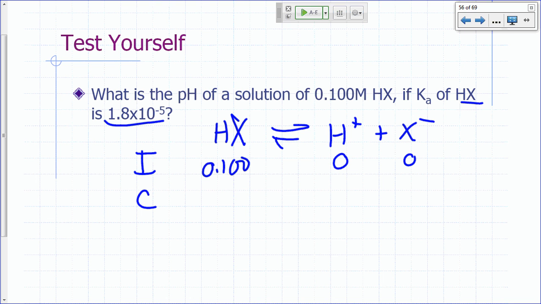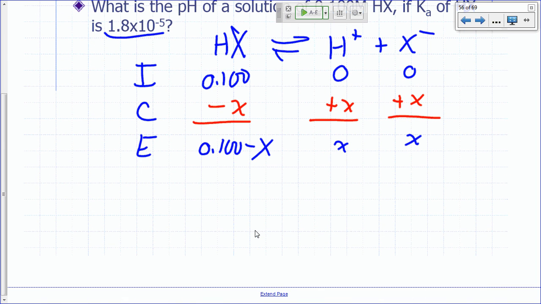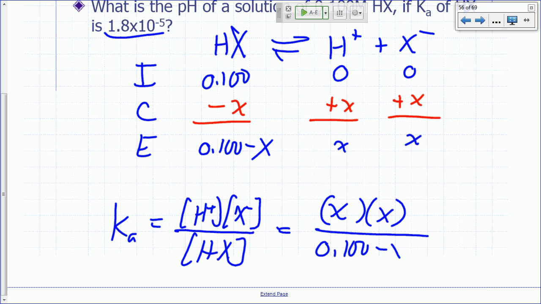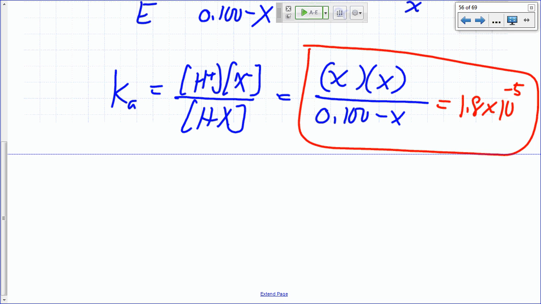What would be your changes? Minus X. It's going to go forward, right? Plus X, plus X. So our equilibrium concentration would be what? 0.100 minus X, X, and X. How do I solve for X? I'm going to say that Ka is H plus times X minus over HX. So it's going to be equal to X times X over 0.100 minus X. Okay, and what is my Ka? It's given as 1.8 times 10 to the negative 5th. So you have a quadratic equation here. Okay, so you work out the algebra and solve for X. Can we simplify?